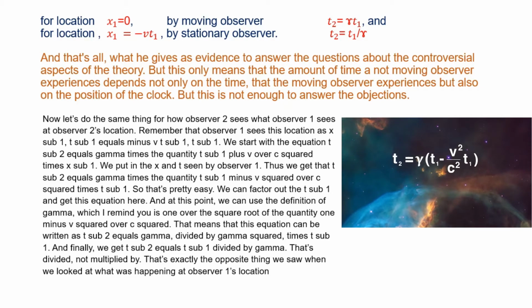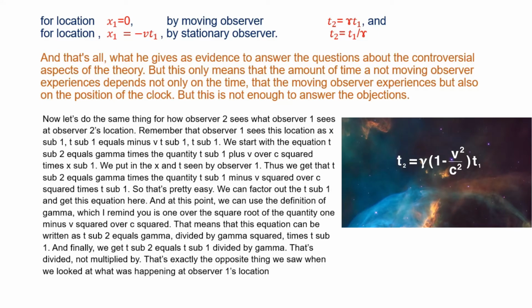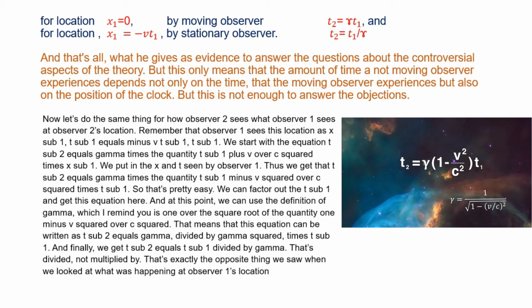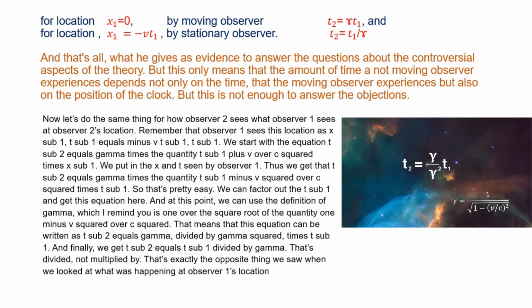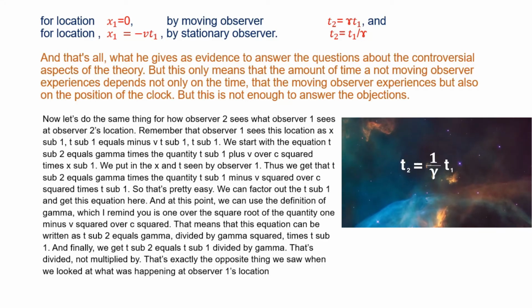So that's pretty easy. We can factor out the t sub 1 and get this equation here. And at this point, we can use the definition of gamma, which I remind you is 1 over the square root of the quantity 1 minus v squared over c squared. That means that this equation can be written as t sub 2 equals gamma divided by gamma squared times t sub 1. And finally, we get t sub 2 equals t sub 1 divided by gamma. That's divided, not multiplied by.